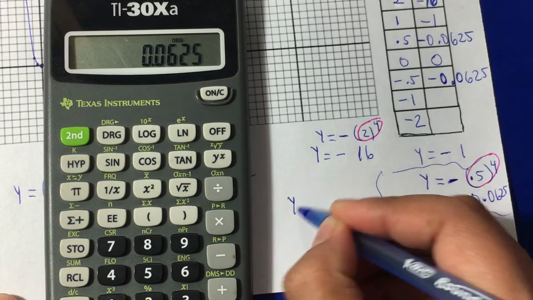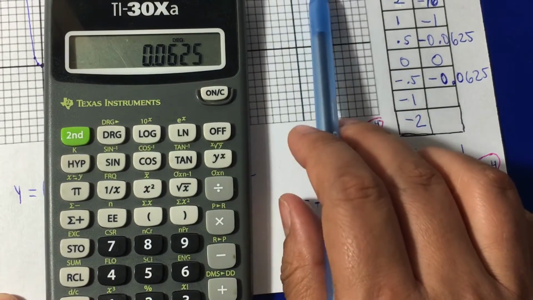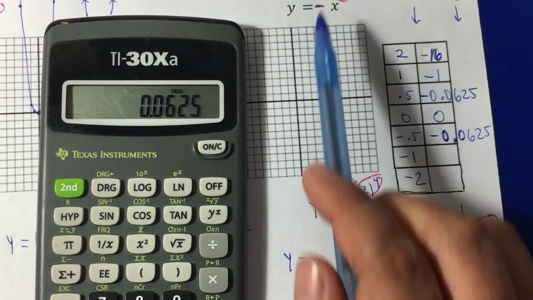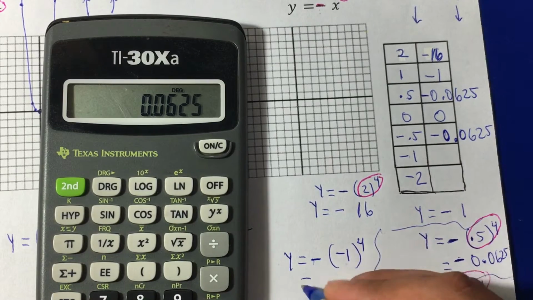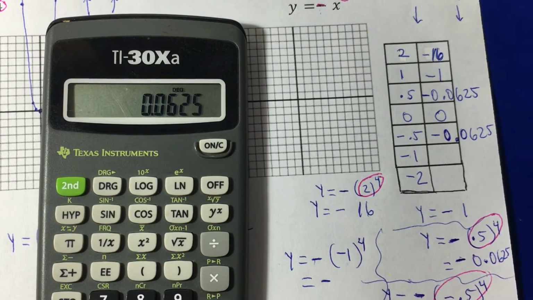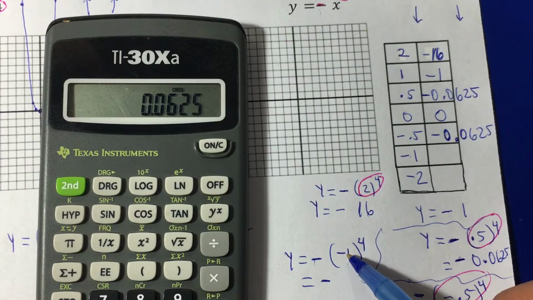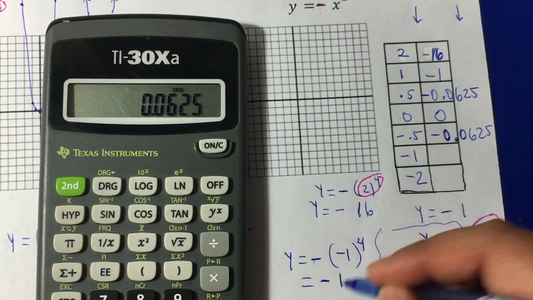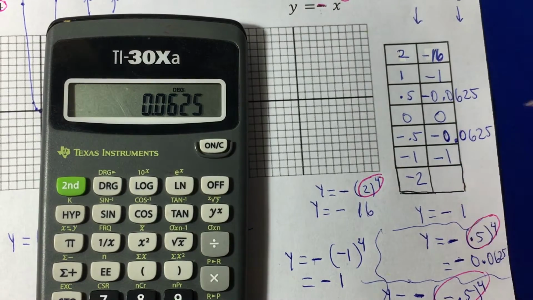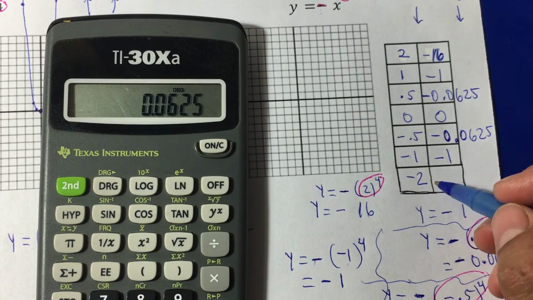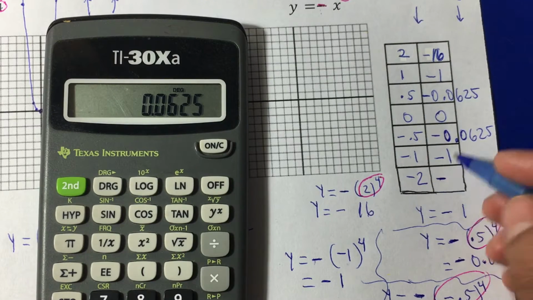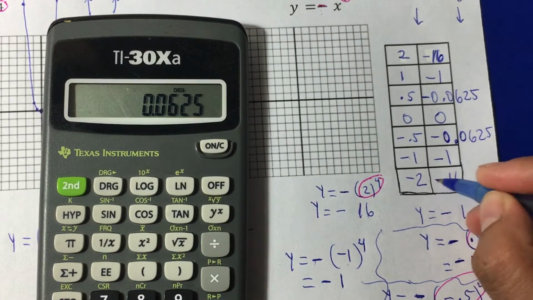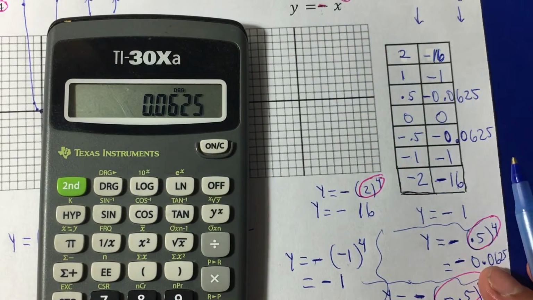Okay, for this one, y is equal to negative, from the equation up there, negative 1 to the fourth power. We bring down the negative in here, and so negative 1 times negative 1 is positive 1, times negative 1 is negative 1, times negative 1 is positive 1, so negative 1. And in here it's going to be the same thing, negative from the outside, and negative 2 times negative 2 times negative 2 times negative 2, positive 16. This negative is just from the sign outside.